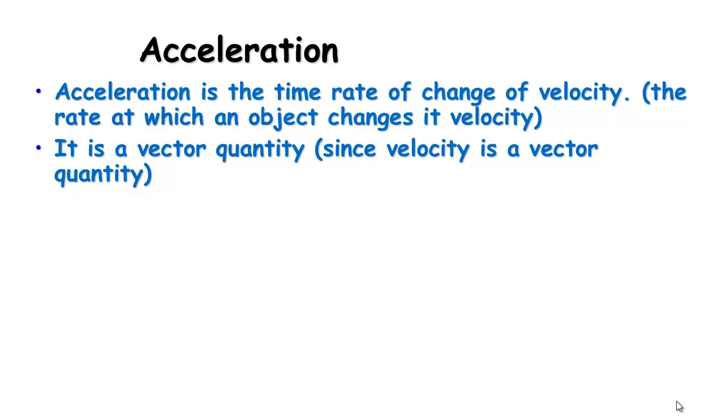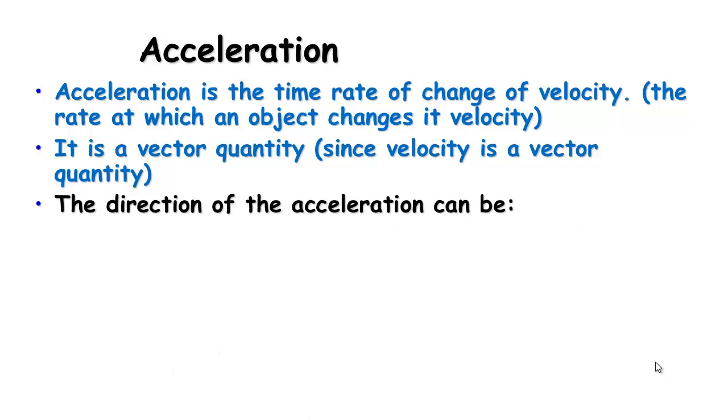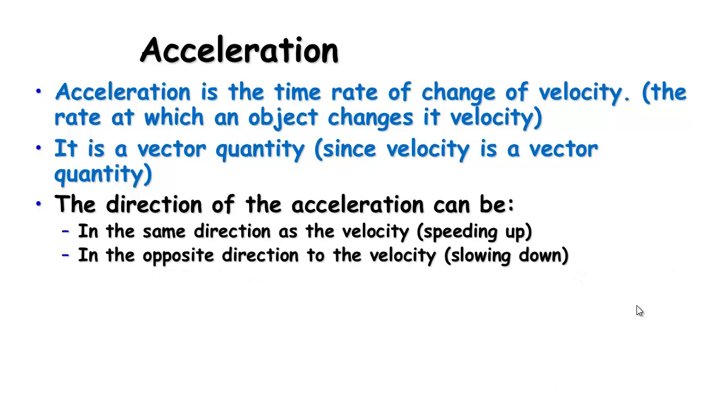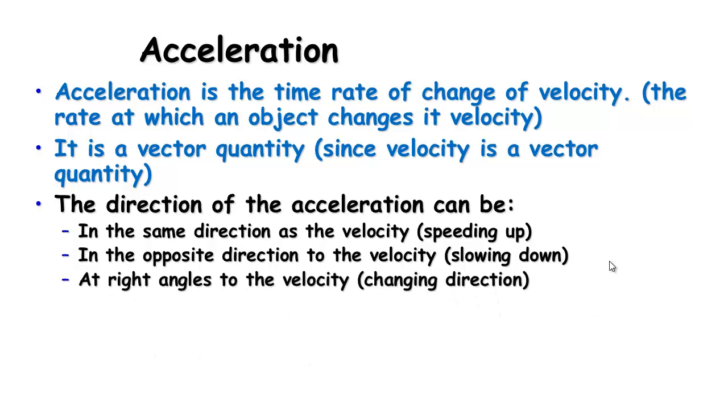Now the effect that the acceleration can have on the object and its velocity is one of three options. It can be in the same direction, therefore it's causing it to speed up. It can be in the opposite direction, causing it to slow down, or it could act at right angles, which is causing it to change direction. The speed would remain the same, but the direction would change. And because velocity has a direction associated with it, it's changing its velocity.